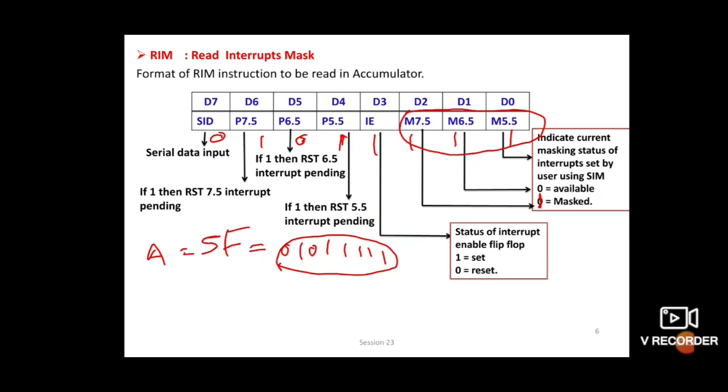Like this you can take any example, write any example, you can take any binary number for explaining. Understood student? SIM and RIM instruction. RIM is used for reading, SIM is used for setting the interrupts, mask or unmask.